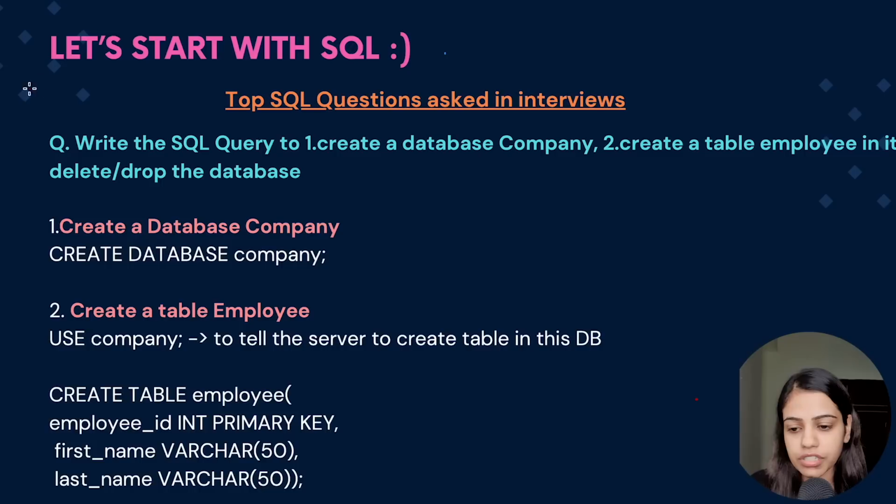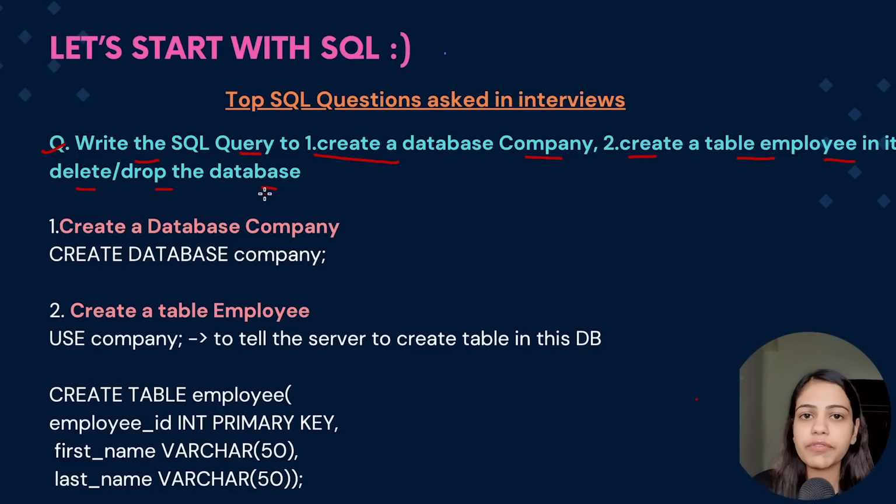So the very first question is, we have to write a SQL query first to create a database company, second to create a table employee in it, and third to delete or drop the database. So it's kind of a revision of how we create the database, how we create a table in the database, how we delete the database. So let's see. First is create a database company. The command for it is, first we give create and then database and then we provide the database name, that is company.